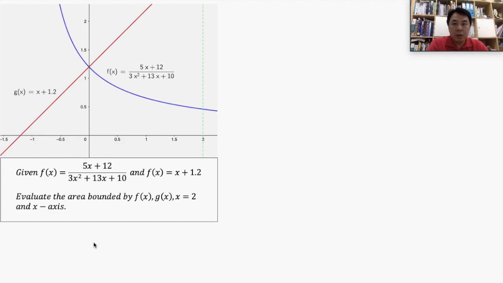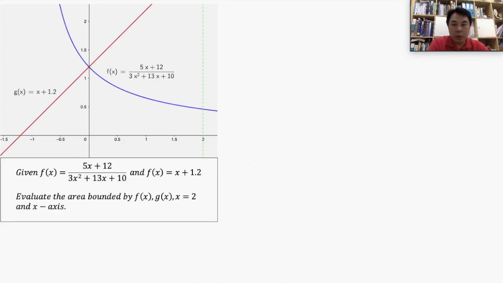Right now, before we get started, the main objective for this question is, we are given two functions here, fx and gx. One is a linear equation, the other one is a rational function. We need to evaluate the area bounded by the curve, the blue curve, and bounded by the straight line equation, and at the same time bounded by the x-axis and the vertical line x equal to 2.